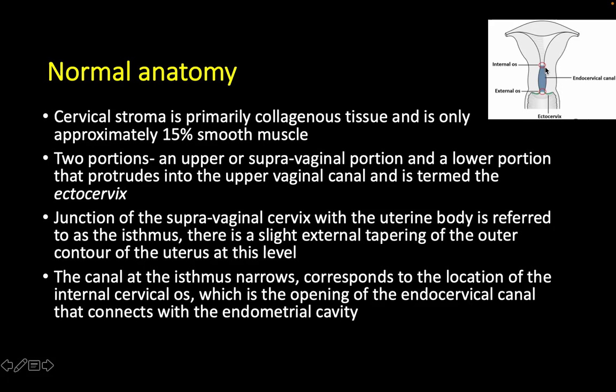The junction of the supravaginal part of the cervix with the uterine body has a slight external indentation, and this is the level of the isthmus of the uterus, where the supravaginal part meets the uterine body. Corresponding to the isthmus externally, we have the narrowing of the endocervical canal, which is the internal os. The level of the internal os can be identified on ultrasound by seeing the uterine artery, which is seen at the level of the isthmus in the parametrium on either side.